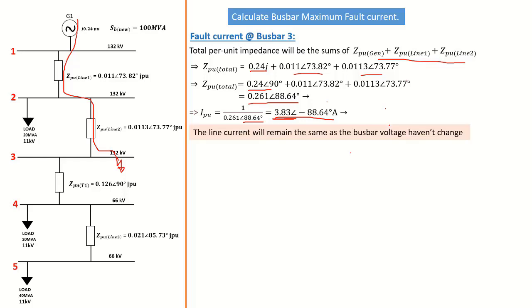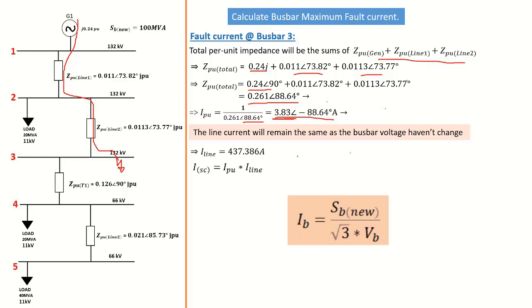Now the line current will remain exactly the same as the busbar voltage hasn't changed. We still have 132 kilovolt. So we're going to use exactly the same line current, which is 437.386 amp. In the previous tutorial, we saw how we calculated that line current using the formula on your screen.